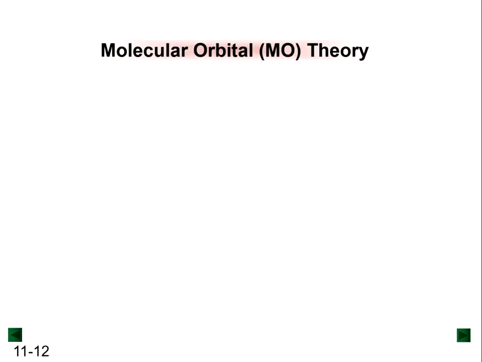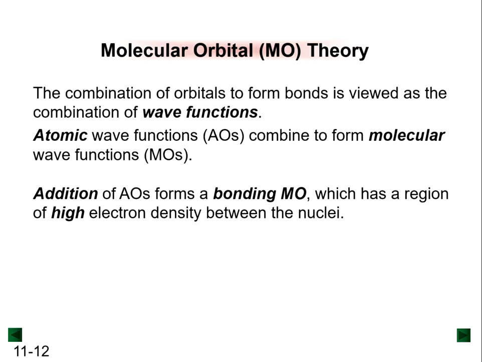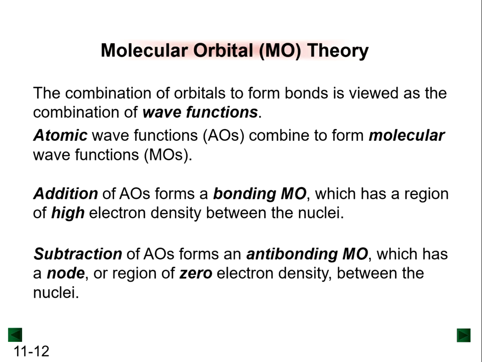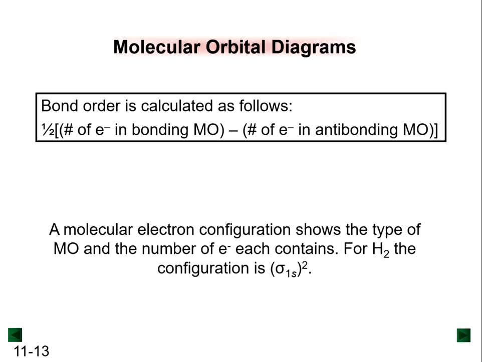Next, let's look at molecular orbital theory. We saw that this is a combination of orbitals to form bonds as viewed as the combination of wave functions, and the atomic wave functions combine to form molecular wave functions. Addition forms bonding MOs, and subtraction forms antibonding MOs. The bond order then is calculated by half of the difference between the bonding and the antibonding MOs. And the molecular electron configuration shows the type of MO and the number of electrons in each of the molecular orbitals.